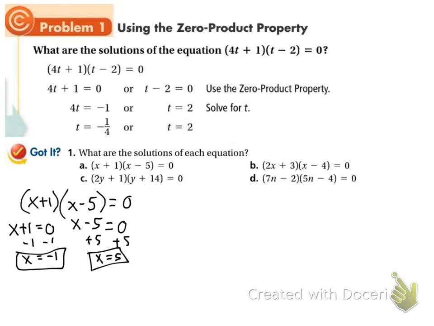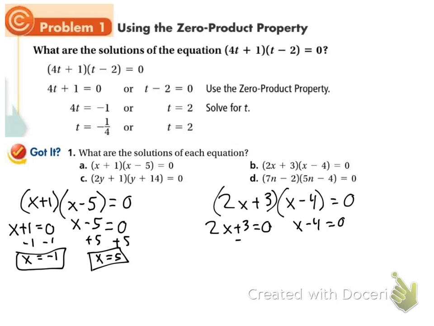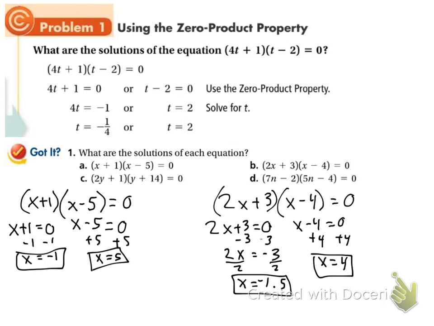A lot easier than graphing, probably. Let's try another one. 2x plus 3 and x minus 4 equals 0. They're multiplying, so I'm going to set 2x plus 3 equal to 0, and I'm going to set x minus 4 equal to 0. I subtract 3, we get 2x is equal to negative 3. Divide by 2, we get that x is equal to negative 1.5. Solve my other one: I add 4, x is equal to 4. And there are my solutions.